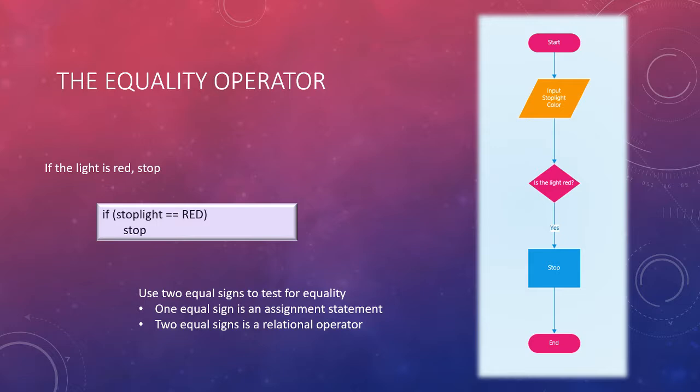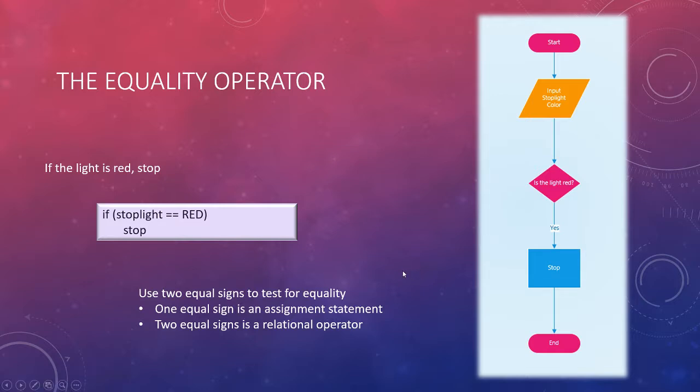In this code snippet, we're checking to see if the stoplight is equal to red, and if it is, we're going to stop. Here's that logic visually in a flowchart. We start out our program, we input the stoplight color, we check to see, is the light red? If it is, we stop.